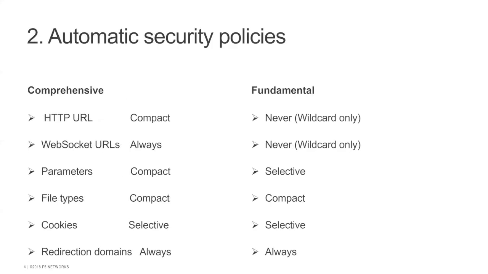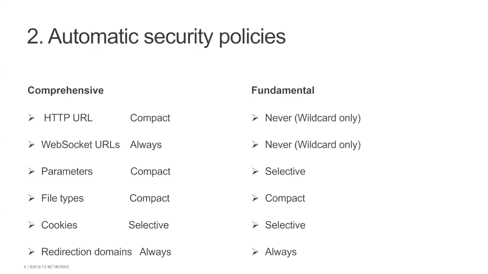Okay, let's explain more about the automatic security policies. The automatic security policies are the most used by customers. Then it's worth explaining more about this type of policy and how they are built. As I mentioned before, there are 2 types of these automatic security policies, fundamental and comprehensive. Fundamental will create fewer elements and the administration will be a little bit easier, but it will also reduce the level of security.